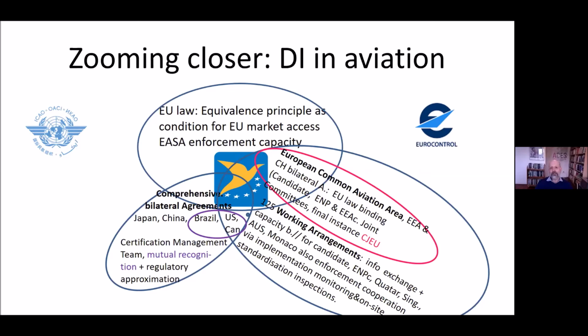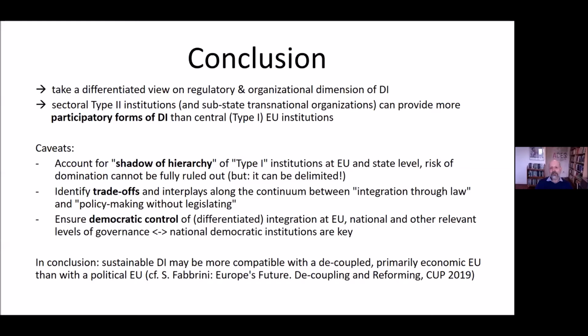To conclude, if we look at these sectoral regimes, we see a differentiated picture of differentiated integration and more scope for possibilities of participation and flexibilities than is hitherto acknowledged, I would say, in the literature. There are a number of caveats we need to account for. The shadow of hierarchy: we have to look at how much is predetermined, how much is really flexible, and what is the role, for example, of the Court of Justice.